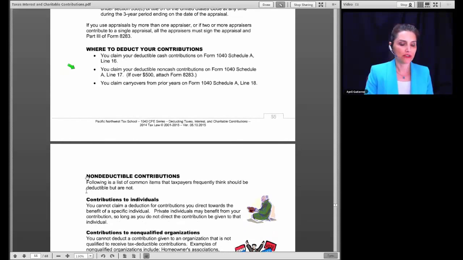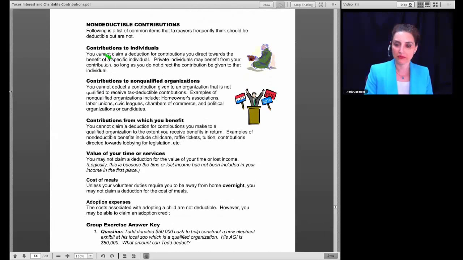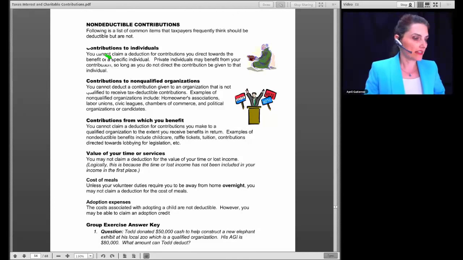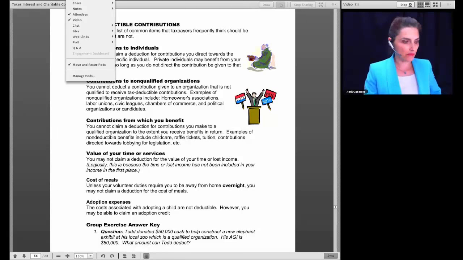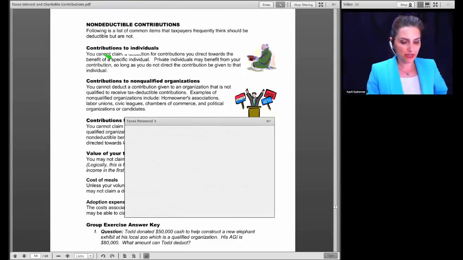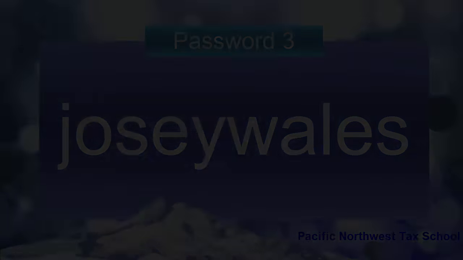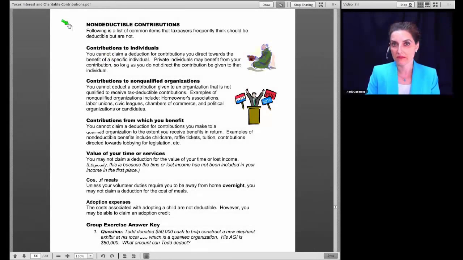Information here on where to claim your deductions, but let's move on to non-deductible contributions, and then we'll wrap up this class. And I see it's right at the top of the hour, so those of you who are in a hurry to leave are going to want to do so. So I'm going to put up the final password of the day. Password number 3 is Josie Wales, J-O-S-E-Y-W-A-L-E-S.